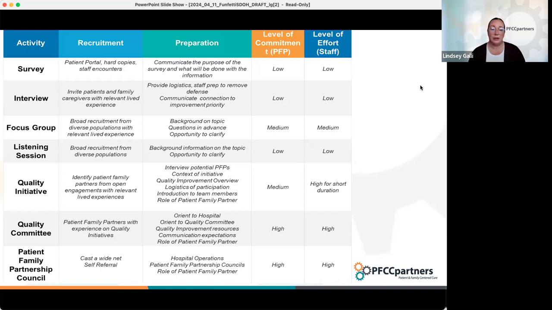So maybe as staff, the level of resource that you have to offer is a little bit low. So maybe you can start with some interviews. Maybe you can invite some patients and family caregivers who have some relevant lived experience to help inform the processes that you are developing. So we will share that out in follow-up, but I'm curious if there are any hospitals on, any clinicians or hospital staff who are currently partnering with patient family partners on social drivers of health screening implementation or developing processes around that.